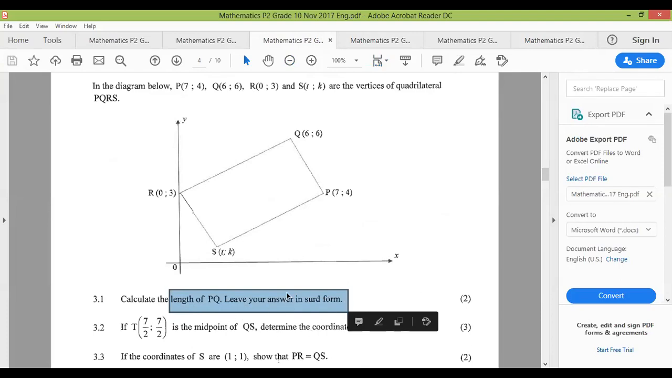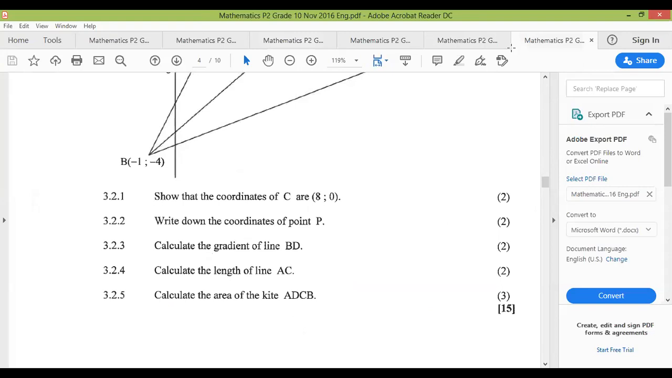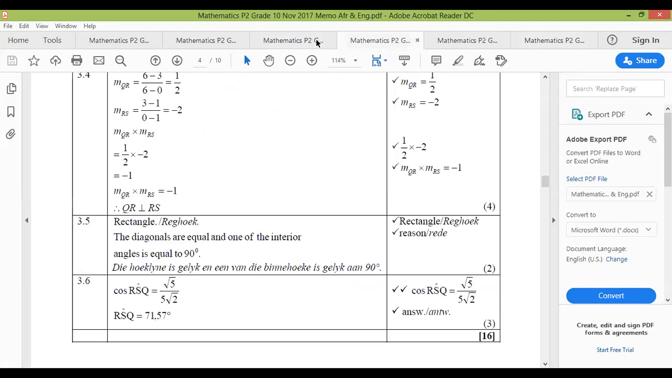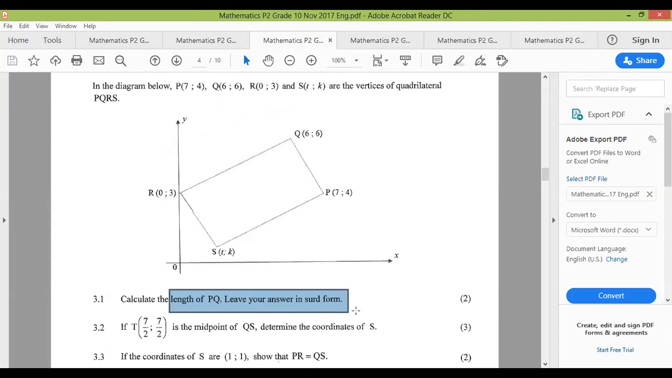Now, in 2016, how the examiner asked you, they just said, calculate the length of AC. They did not specify whether you should leave your answer in surd form or not, right? So you can be flexible here. You can always give your answer in whichever way you want to give it, whether it's going to be in surd form or in decimal form, it's up to you because the examiner did not say anything. Whereas in 2017, you were told that you must leave your answer in surd form. So always, always, guys, read your questions carefully.